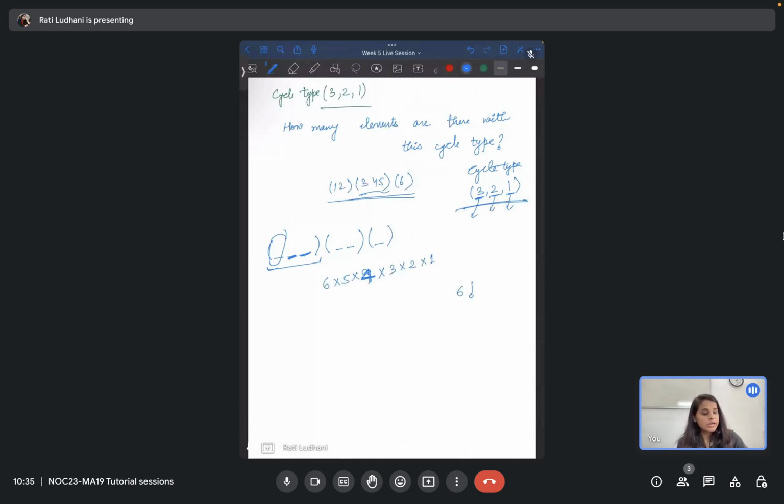But what are the things which are making it particular? Now you know that if you have a cycle of this kind, a1, a2, a3, this is the same as a3, a1, a2, right? And you can start with a2: a2, a3, a1. So these 3 cycles are the same, right?